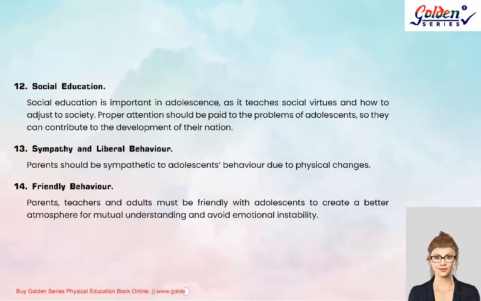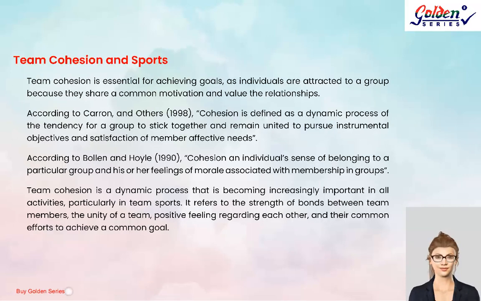13. Sympathy and liberal behavior. Parents should be sympathetic to adolescents' behavior due to physical changes. 14. Friendly behavior. Parents, teachers and adults must be friendly with adolescents to create a better atmosphere for mutual understanding and avoid emotional instability.